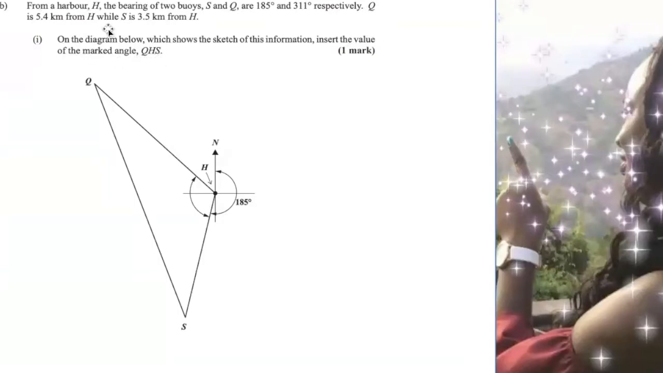Now, I am going to insert the angle QHS, but I'm also going to insert more information. We were told that Q is 5.4 kilometers from H, so I know that this is 5.4 kilometers. Also, S is 3.5 kilometers from H, so we know that this line is 3.5 kilometers. In other words, HQ is 5.4 kilometers and HS is 3.5 kilometers.